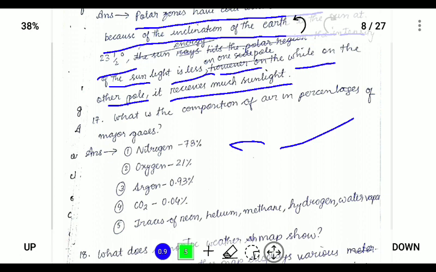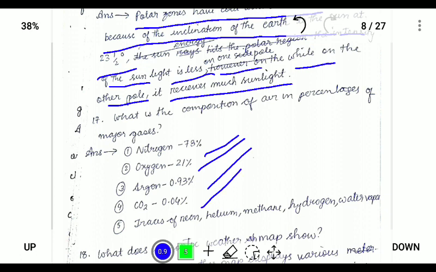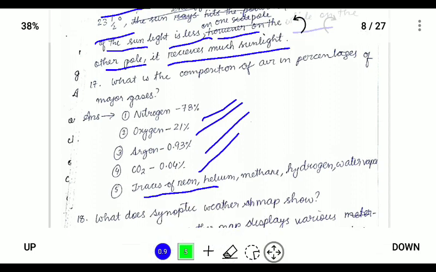Next, what is the composition of gases in earth? So in major cases, the composition is 78% nitrogen, 21% oxygen, argon is 0.03%, carbon dioxide is 0.04%, and small traces of helium, neon, methane, hydrogen, water vapor, etc.